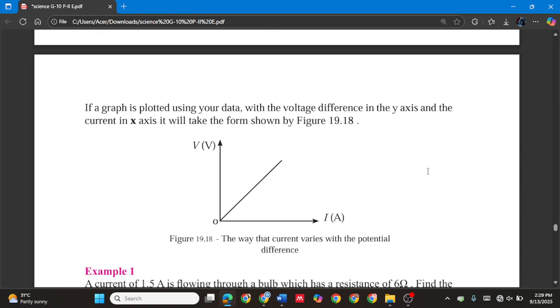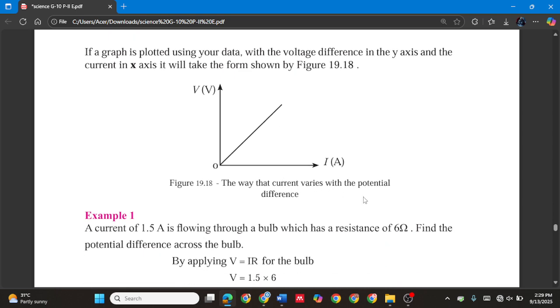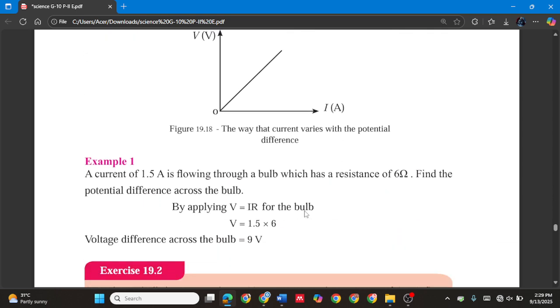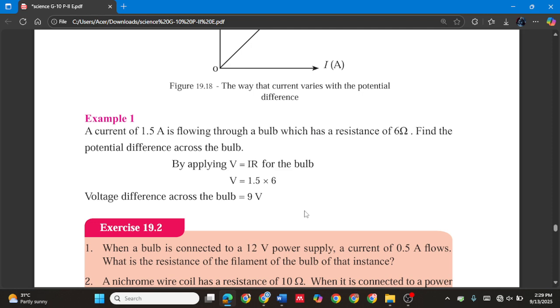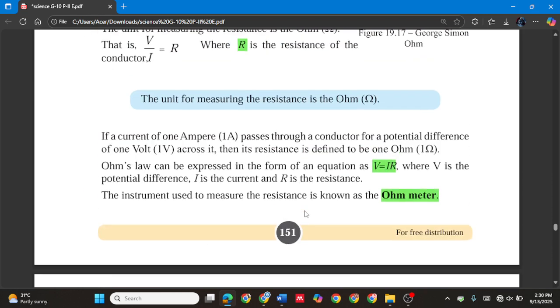We came to here, so you could see that always when you divide the voltage by I, that means V over I, this gives a constant value. If a graph is plotted using your data with the voltage difference on the y-axis and the current on the x-axis, it will take the form shown by figure 19.18, the way that current varies with the potential difference.